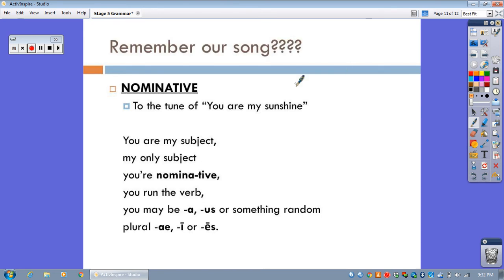All right, let's sing our song really quickly. Remember that the song, of course, goes in order first, second, third declension endings, singular. And now let's really focus on the plurals. Plural, first, second, and third. So remember, it goes, you are my subject, my only subject. You're nominative, you run the verb. You may be US or something random. Plural A, EI, or ES. Yay, hooray. Guys, that's it. Not much to it. I like octopi.